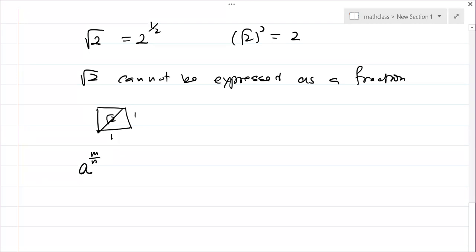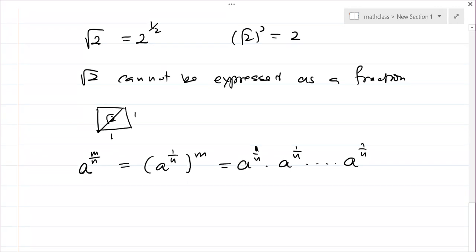Now, how do we define a to the m over n if we have an irrational number? That's another definition. First of all, you have to make sure the nth root is defined, then take it to the mth power. In other words, it's a to the 1 over n times a to the 1 over n, and so on. That's a notation.